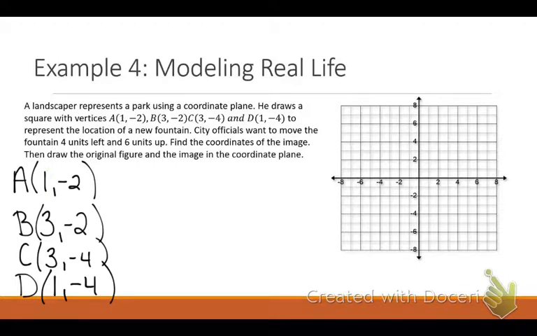Okay, and now we have to decide. Now the translation tells us, please don't say this answer out loud, okay? I want everybody to think. We have to decide what is happening to our x value and what's happening to our y value in terms of addition or subtraction. The translation will tell you, okay?